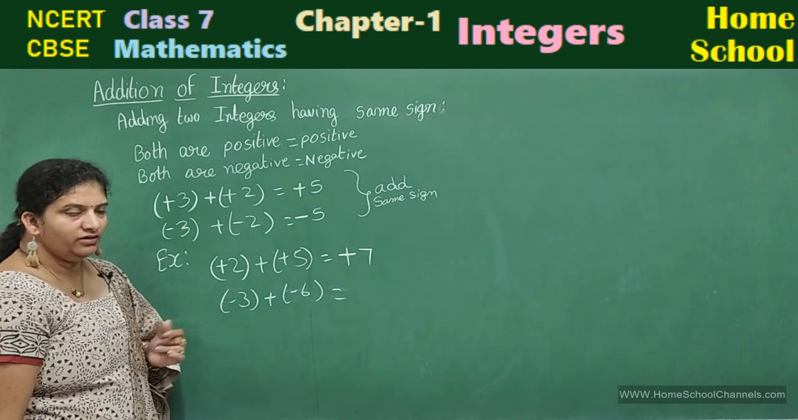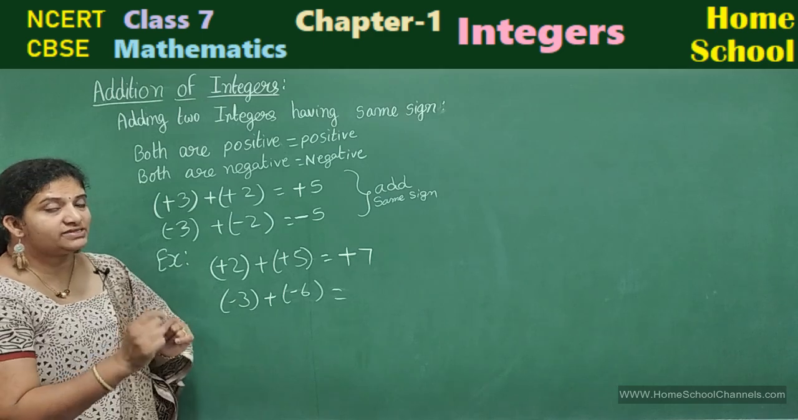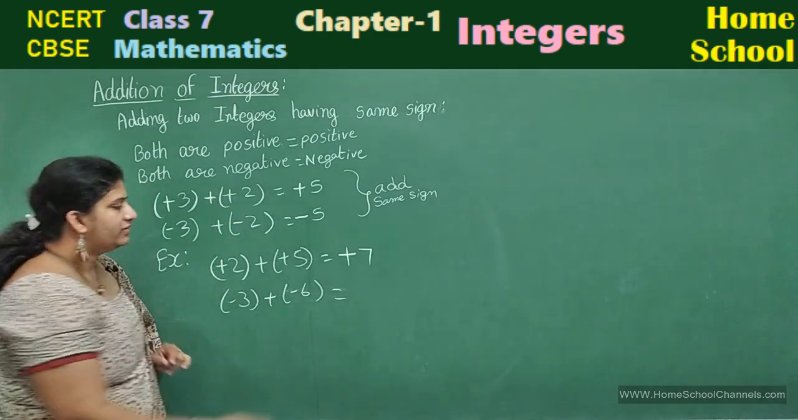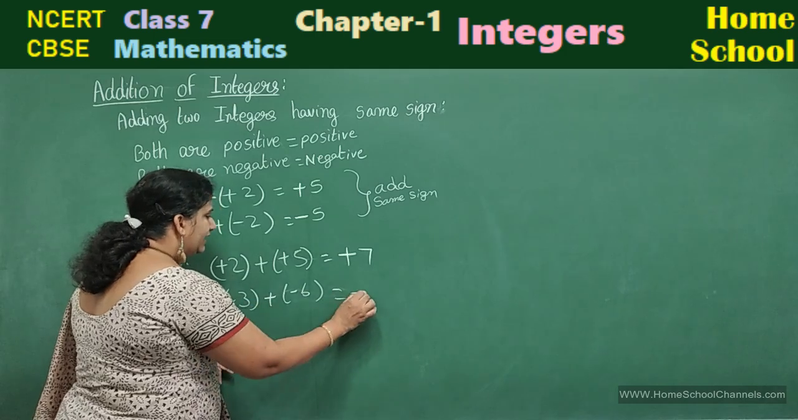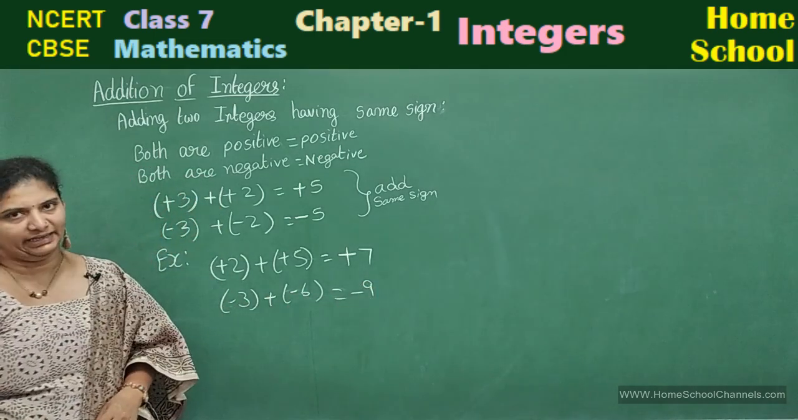In the same manner here, when you are adding two negative integers, take the same sign and add. Remember, the same sign is negative. 3 plus 6 will be 9, minus 9.